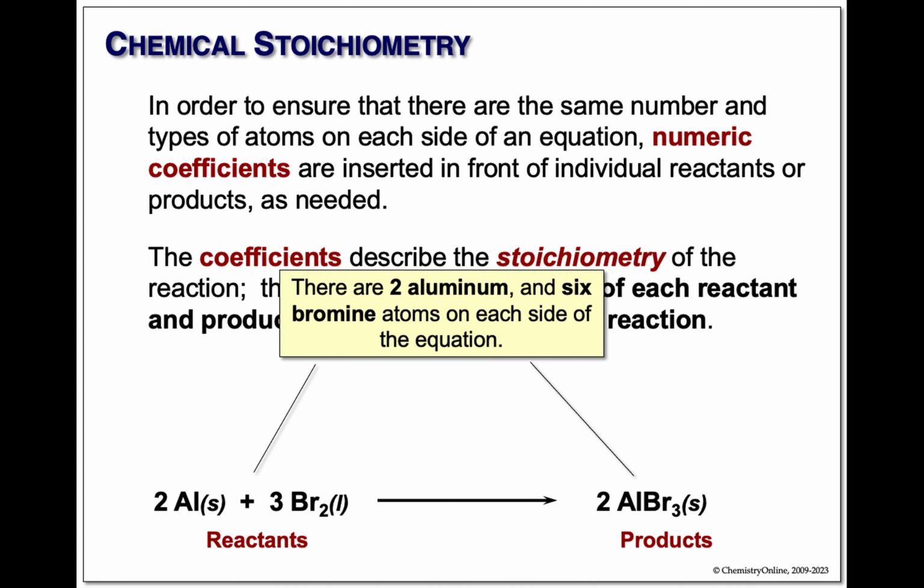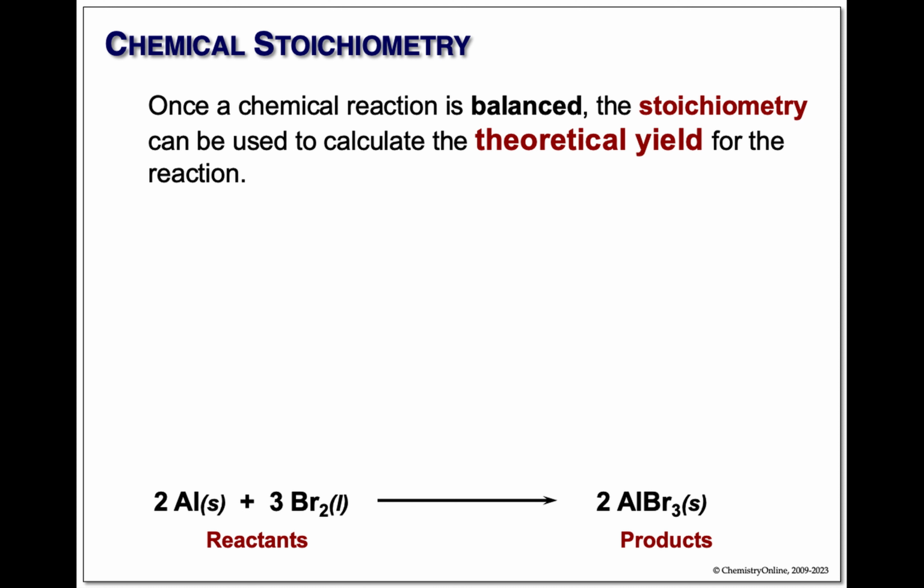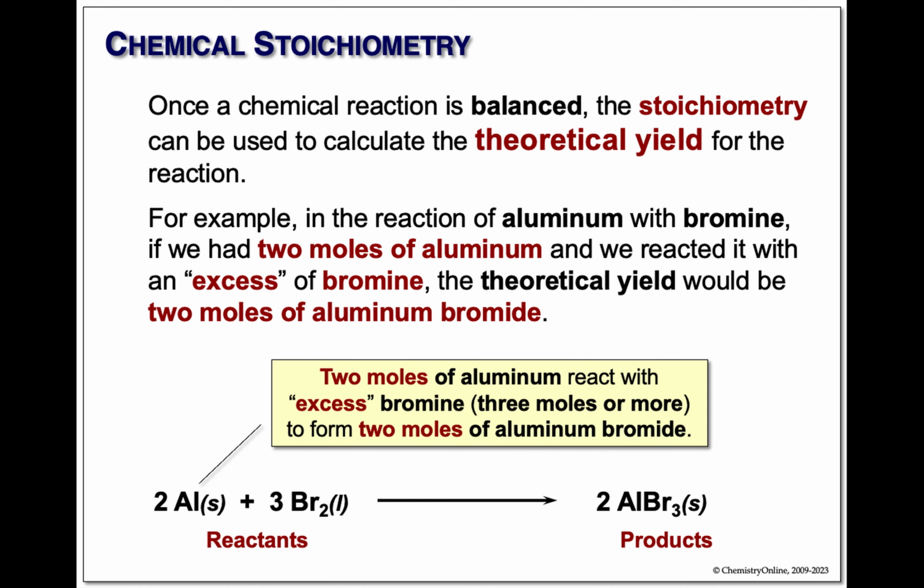Now, we can also express that in terms of what we call the theoretical yield. That is, we're going to express the coefficients in terms of molar quantities. If we had 2 moles of aluminum and we reacted it with, quote, excess bromine, so that's all the bromine in the world you need, we will get 2 moles of product. That is a theoretical yield.